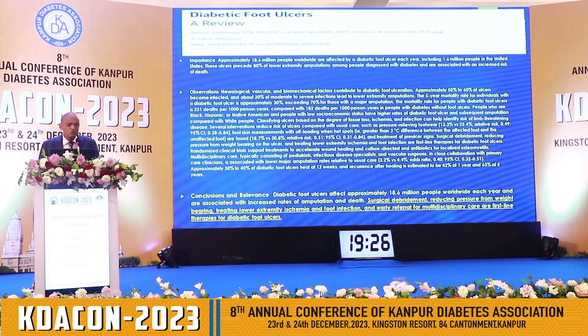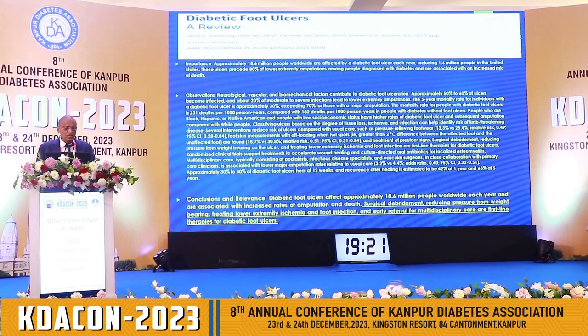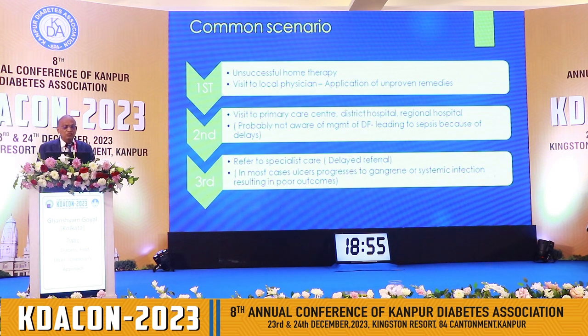This is a recent review by David Armstrong and Andrew Boulton, and what they have shown is that every year around 18.6 million people worldwide are affected by diabetic foot ulcers, associated with an increased rate of amputation and death. They find that reducing pressure from the weight-bearing area, tackling lower extremity ischemia, treating foot infection, and an early multidisciplinary approach can lead to good recovery and improve outcomes in diabetic foot ulcer.